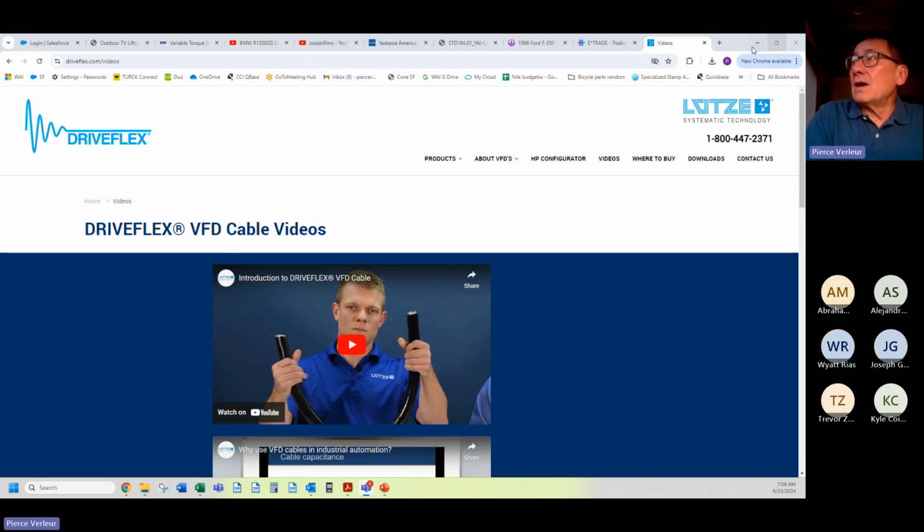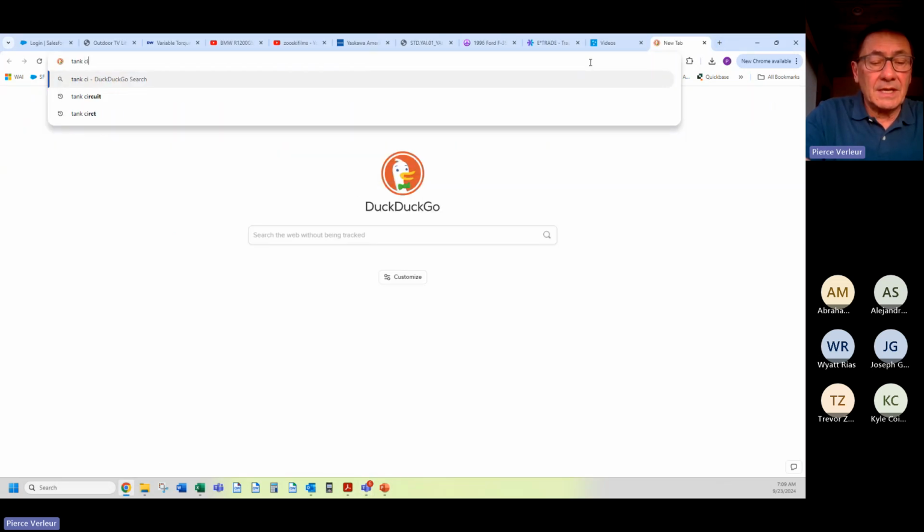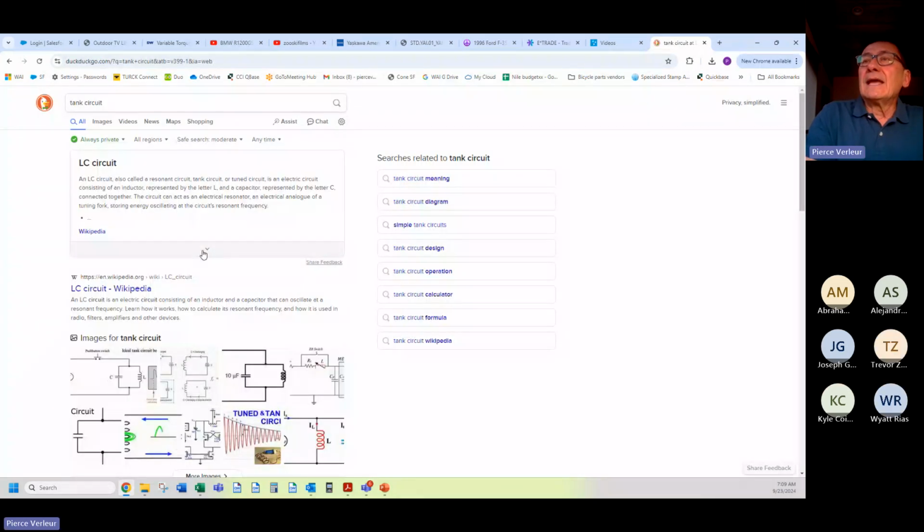Okay. So for the sake of this class, and you can do this, search tank circuit. And it says a tank circuit is an LC circuit, also called a resonant circuit, tank circuit, tuned circuit, an electrical circuit consisting of an inductor, like the motor winding, or the cables. Cables have inductance as well, represented by the letter L, and a capacitor represented by the letter C, connected together.